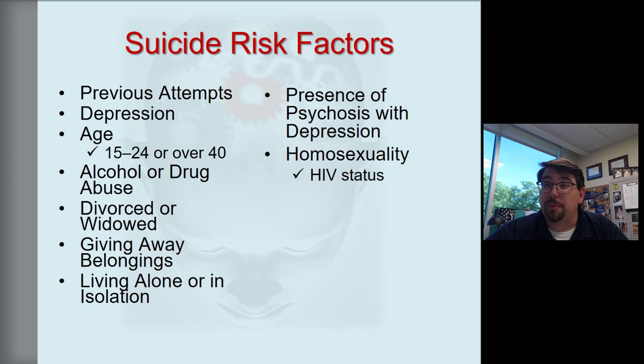You may see them beginning to get rid of lots of their belongings, giving away valuable possessions that they otherwise wouldn't. Maybe they're living alone or in isolation. You know, the biggest issues we've seen were with the stay-at-home order with COVID-19, and the presence of psychosis with depression. And then any type of chronic illness such as HIV, AIDS, hepatitis, things of that nature.